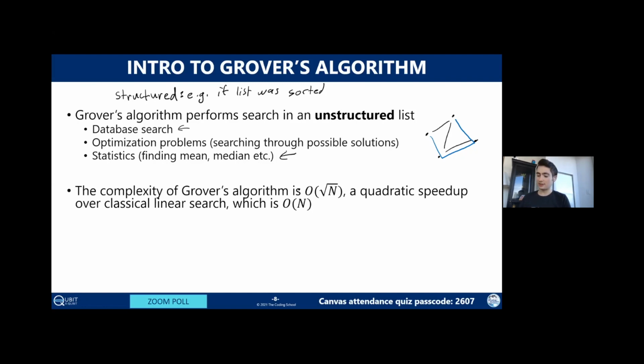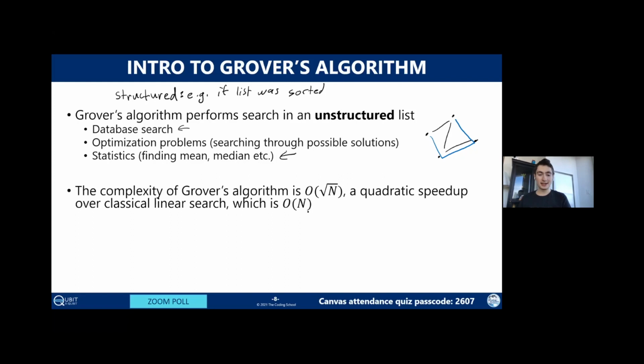So last week we looked at this and we figured out why, in the worst case, searching through a list would take n comparisons, where n was the number of items in the list. Grover search can do this in square root of n comparisons, or the equivalent of comparisons, which is significantly faster.